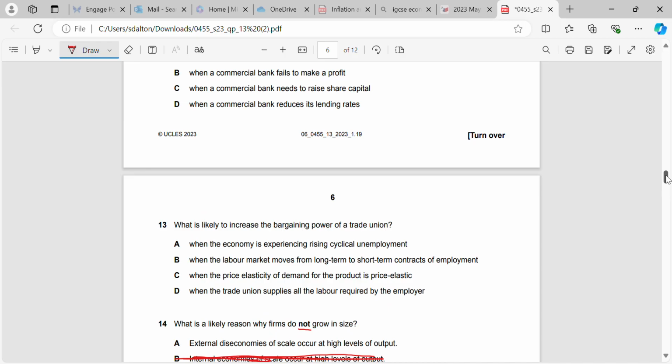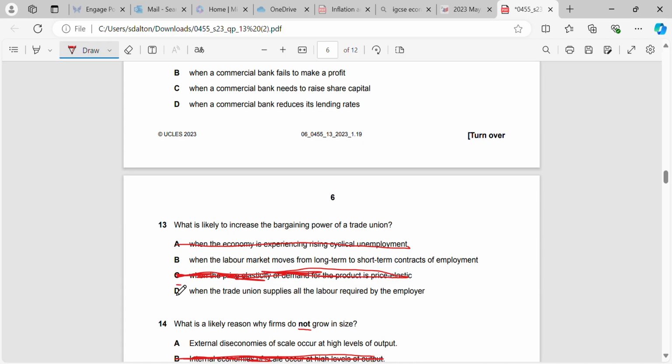Okay, question 13. What is likely to increase the bargaining power of a trade union? So, when the economy is experiencing rising cyclical unemployment, definitely not. Cyclical unemployment arises from a lack of AD, so we're unlikely to be able to bargain with our employers in that case for higher wages, etc., due to the state of the economy. PED of a product is not really going to affect the bargaining power of employees. It might affect the revenue of a firm, but it's not going to affect the bargaining power of a trade union or of the employees themselves.